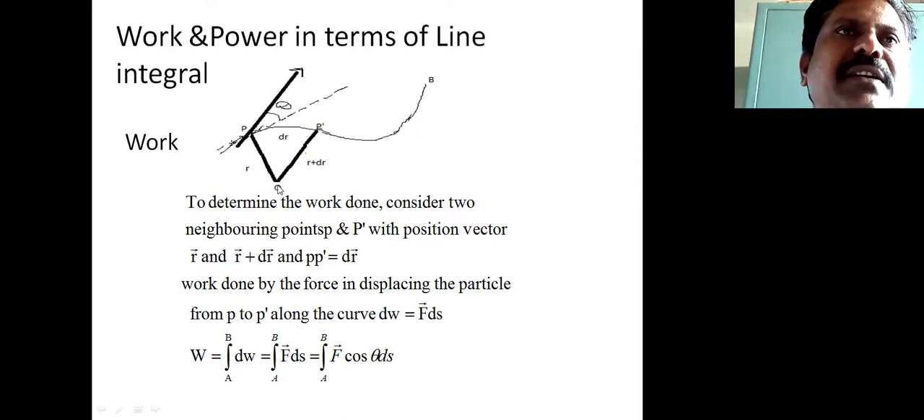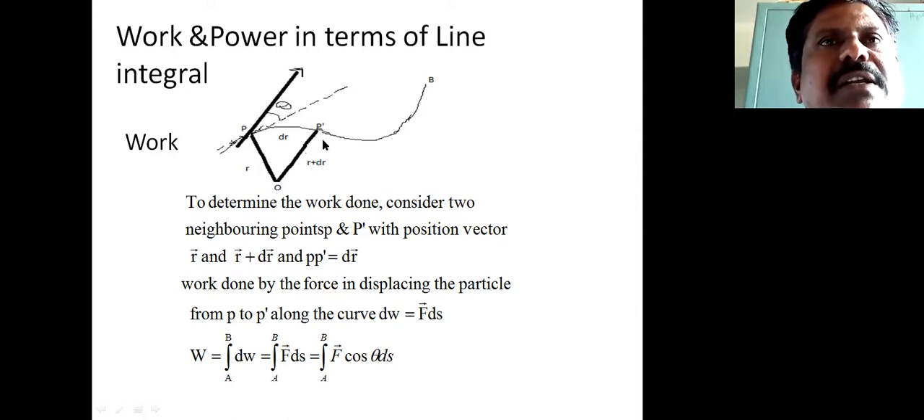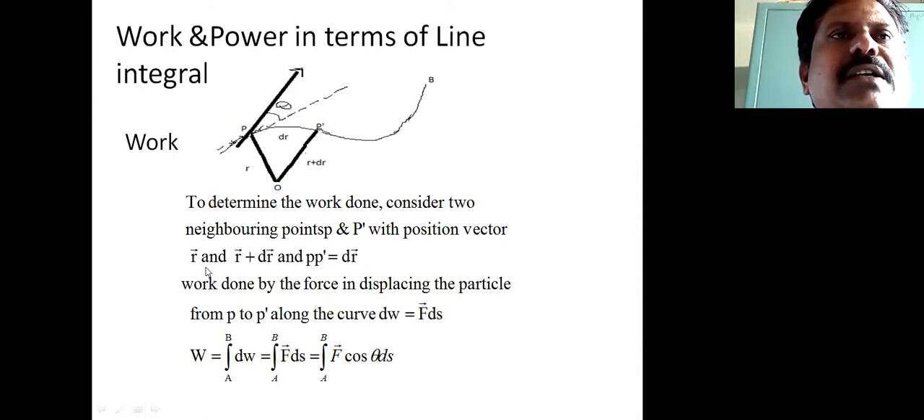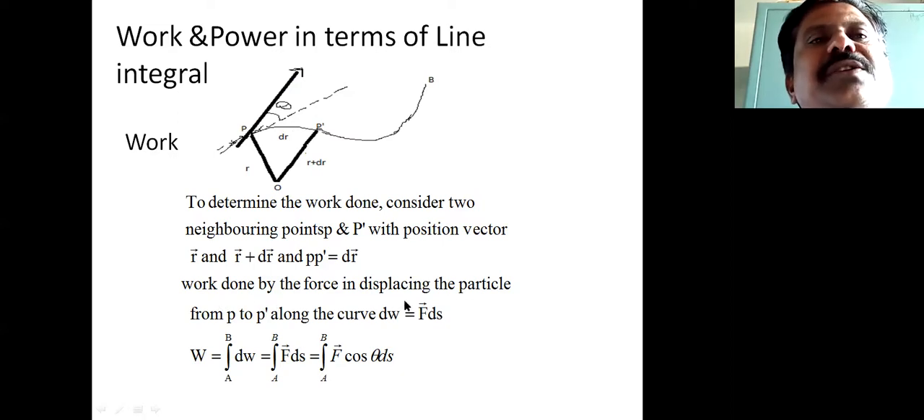So the distance of the particle P with respect to O is r, whereas the distance of P dash with respect to O is r plus dr. One more thing, the change in displacement of the particle from P to P dash is designated by dr, so PP dash equals dr. Therefore, the work done by the force in displacing the particle from the point P to P dash along the curve is given by dW equals F dot ds.